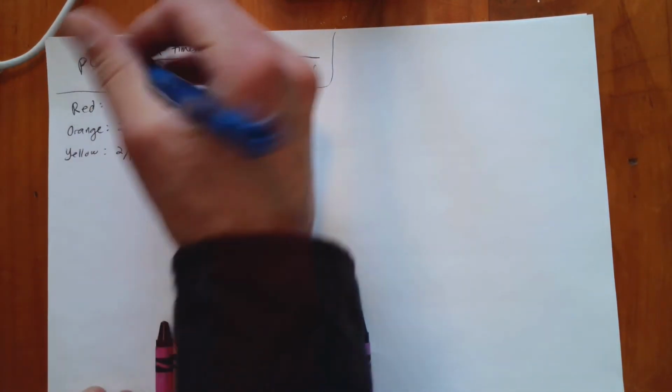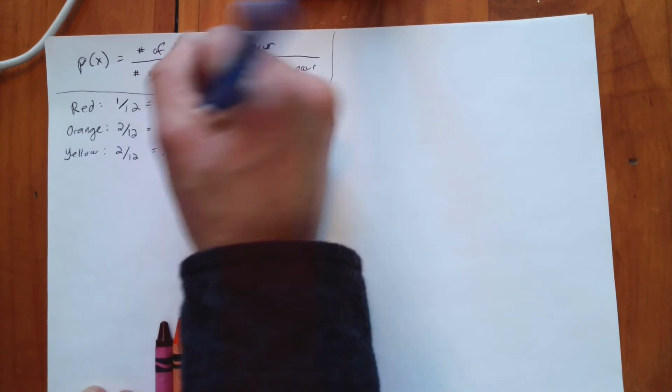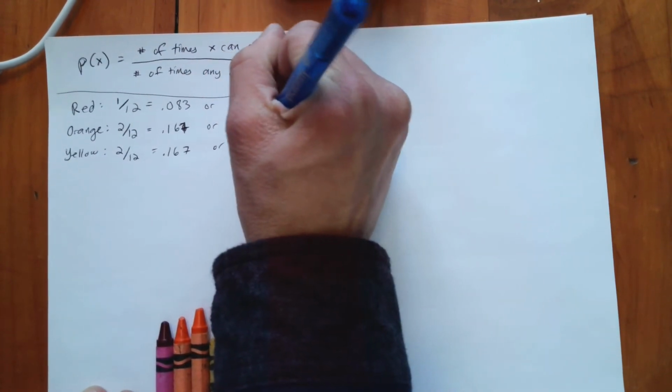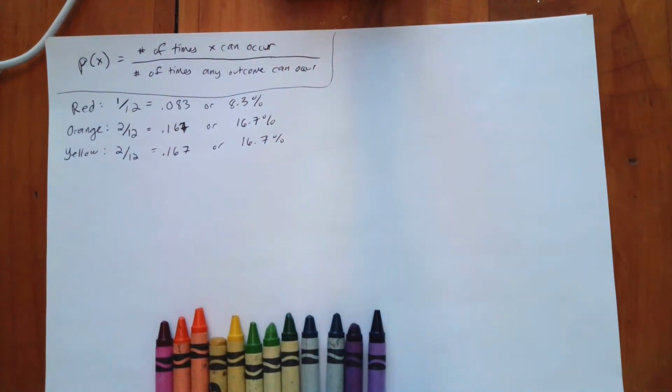So 2 out of 12 is the same number. So here we've got 0.167 or 16.7%. So you have the same probability of grabbing an orange crayon as you do of grabbing a yellow crayon. And that should seem intuitive to you because you can look here and you can see we have the same amount of orange as we do of yellow.